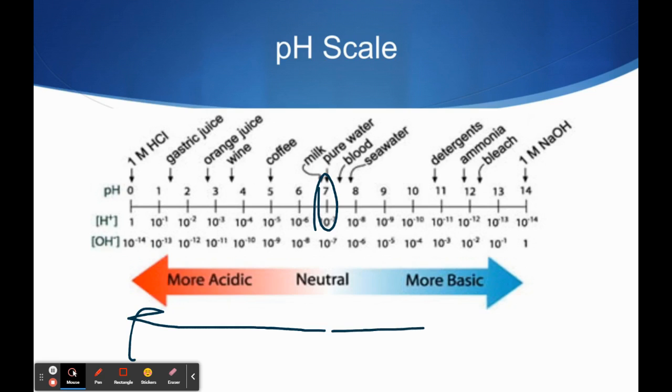As we increase pH from 7, we get into things like seawater, which should have a pH of almost 8. Detergents, ammonias, bleaches, any type of cleaners will be anywhere from a pH of 11 to almost 13. And then 1 molar NaOH, which is a strong base, will be exactly at 14.